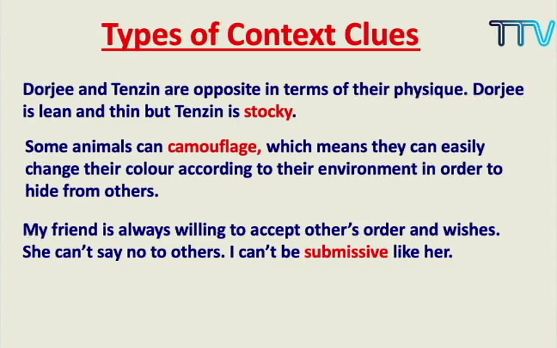So let me see. My friend is always willing to accept others' orders and wishes. She can't say no to others. I can't be submissive like her. What is she? She is always willing to accept others' orders and wishes. So submissive is a person who always accepts orders and wishes from others, a person who cannot say no. But I don't want to be like her. So you get the meaning of submissive. Did you understand? Now, these are all context clues.